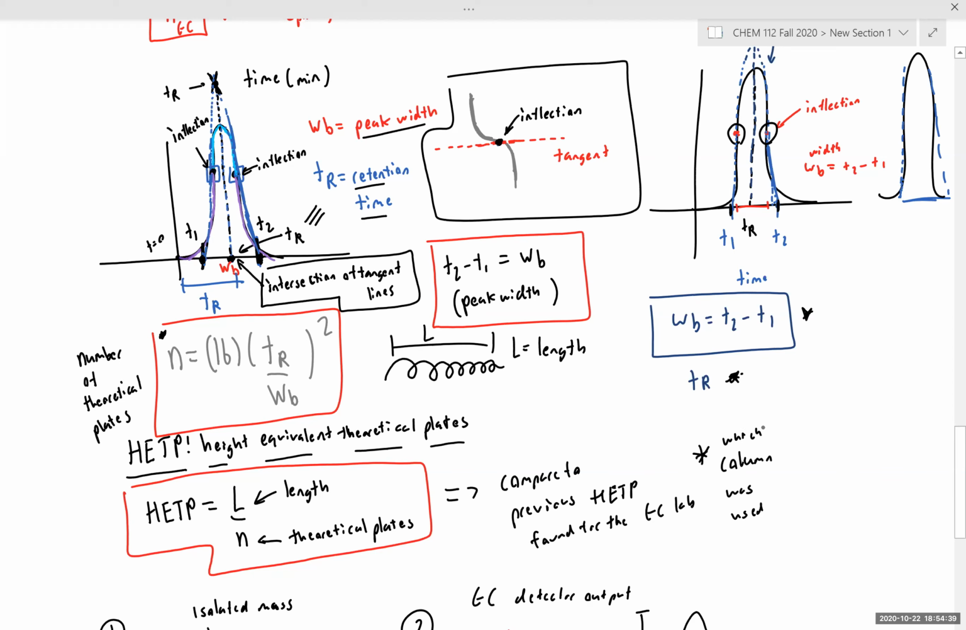Since we often are using the same instruments, we would expect the height equivalent theoretical plates to be relatively consistent between experiments, assuming similar temperature profiles, right? And since we use the same gas chromatography instruments in the GC labs, we can calculate our HETP and then compare to what we've seen in previous experiments. Does that idea make sense to everyone?